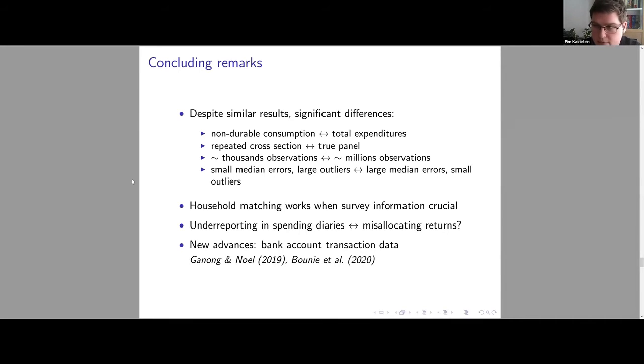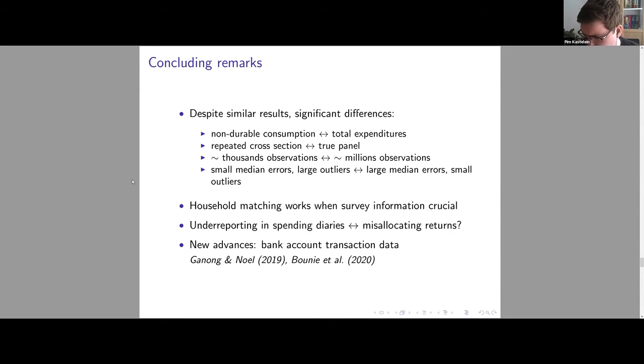Now, lastly, the question is, which of these two consumption measures is wrong? Are we misallocating these returns in the consumption imputation with the administrative data, or is there simply underreporting in these spending diaries? This has been a long-standing debate where it's very difficult to reconcile which of these imputation methods is to be preferred and what is actually wrong. Are we actually comparing a truth against some imputed measure, or to what extent are we comparing two measures with very big observation error?